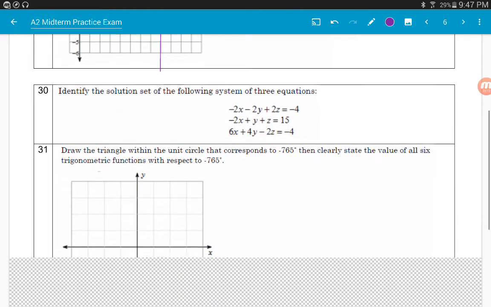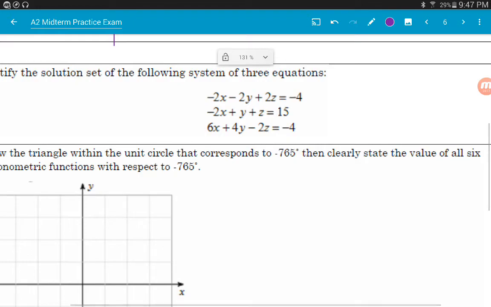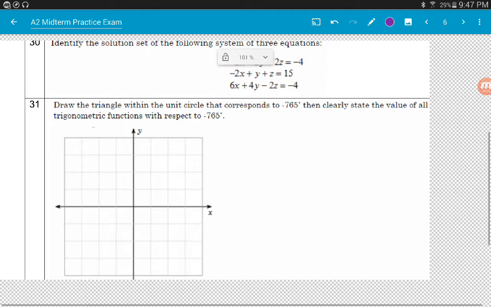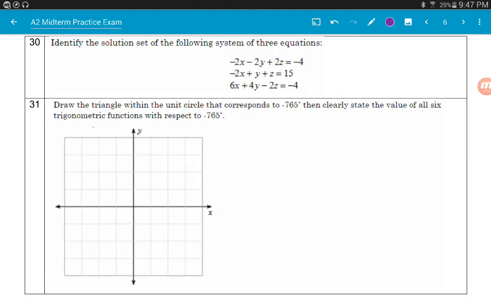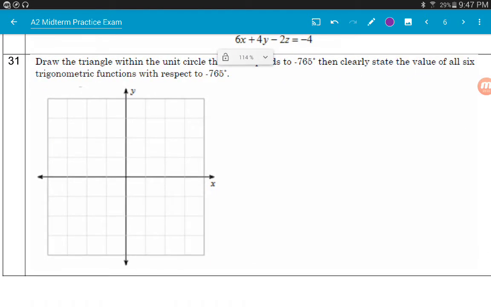Okay. Identify the solution set of the following system of 3 equations. I don't really feel a need to do this one because we have a lesson on it already, so instead what I'll do is I'll do 31 and then I'll do this, so I can save the most tedious for last. Draw a triangle within the unit circle that corresponds to negative 765 degrees, then clearly state the value of all 6 trigonometric functions with respect to negative 765.